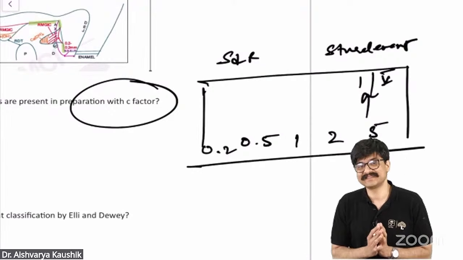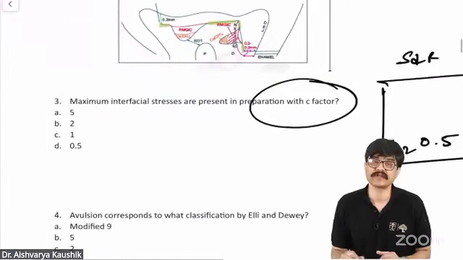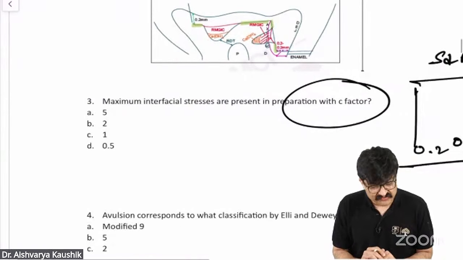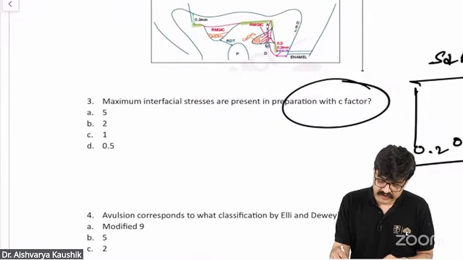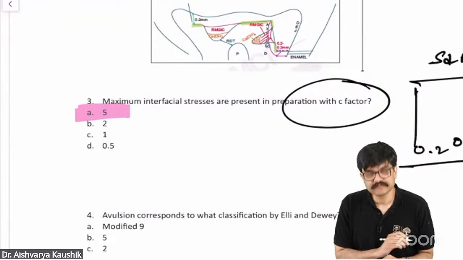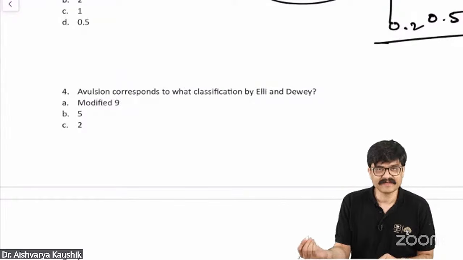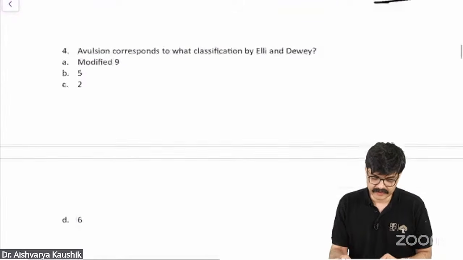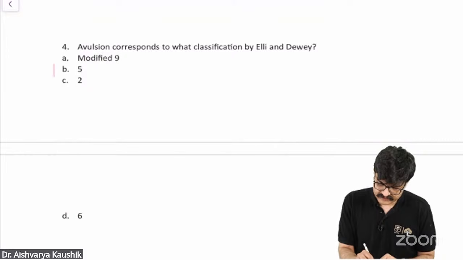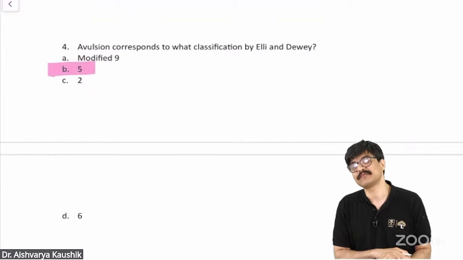The more the C factor, the more the interfacial stress, the more the polymerization shrinkage stresses. So the answer is pretty simple, 5. Yes. Avulsion corresponds to what classification by Ellis and Davies? Very simple. Again, the answer, of course, is Ellis type 5 fracture.